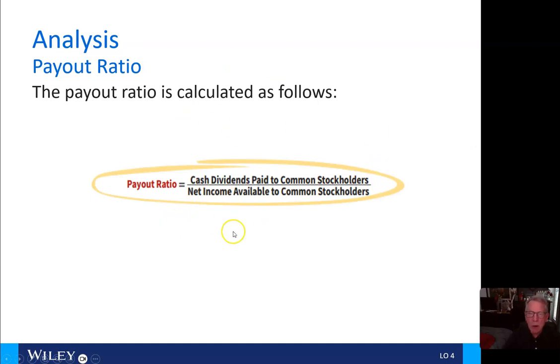So the payout ratio, very easy to understand. This is like I take $100 and put it in the bank and I get 5% return on my money or something like that. Here we're taking the cash dividends that we pay to common stockholders and dividing it by the net income available to common stockholders. Now, that's the payout ratio. So that's the percentage of my net income that's used to pay cash dividends.